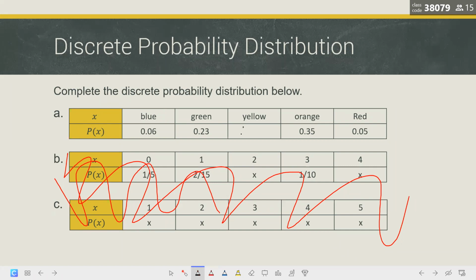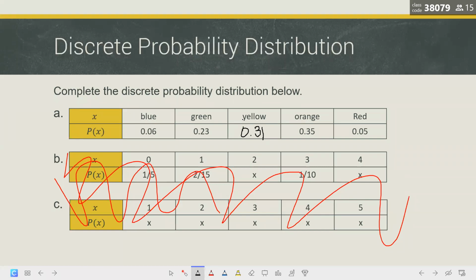0.31 po, sir. 0.31. Sige. 31. Bakit ito yung sagot mo, Abigail? Pinag-plus ko po yung probability, yung 0.06, 0.23, 0.35, 0.05, and minus ko po 1 minus yung answer nila. Sige. Ba't mo siya pinag-add? Kasi sir, pag yung discrete probability, di ba, dapat yung summation is equals to 100% or 1.